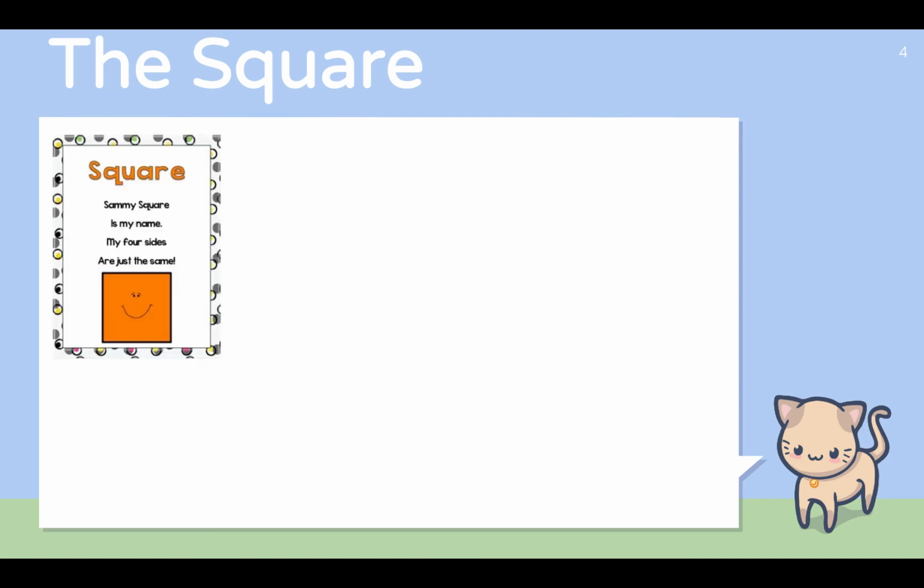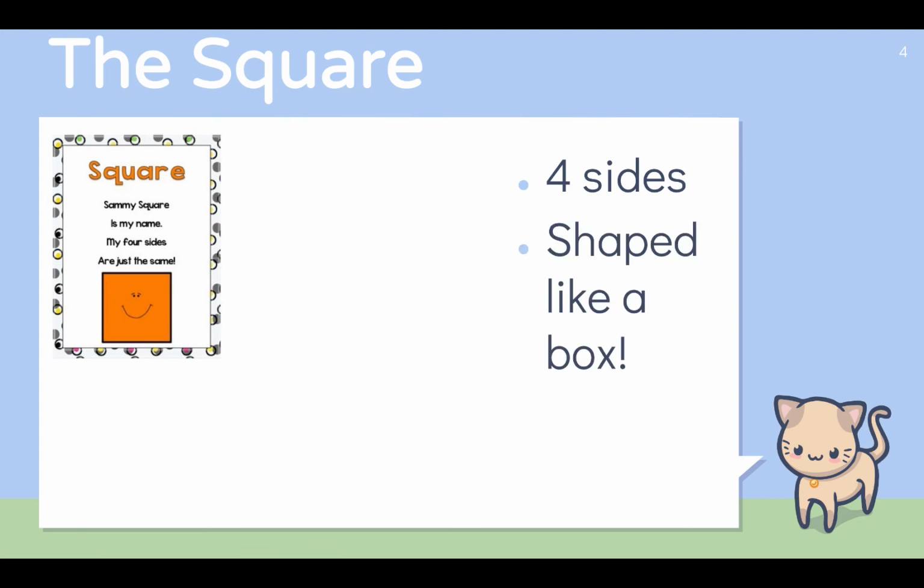So far, we've learned about the circle, which has no sides at all, and the triangle, which has 3 sides and 3 points. Now, I want to talk about our next friend, Sammy Square. Sammy Square says, "Sammy Square is my name. My 4 sides are just the same." Sammy Square has 4 sides and is shaped like a box. Each side is the same length.